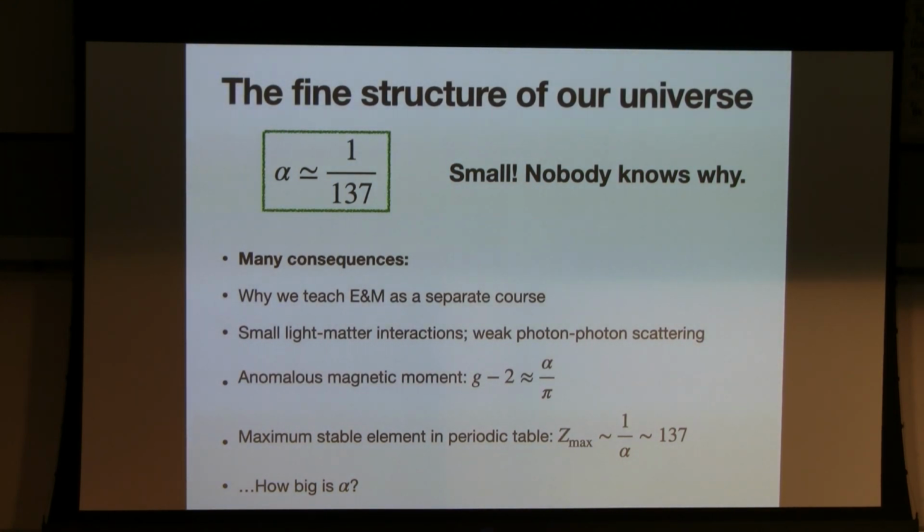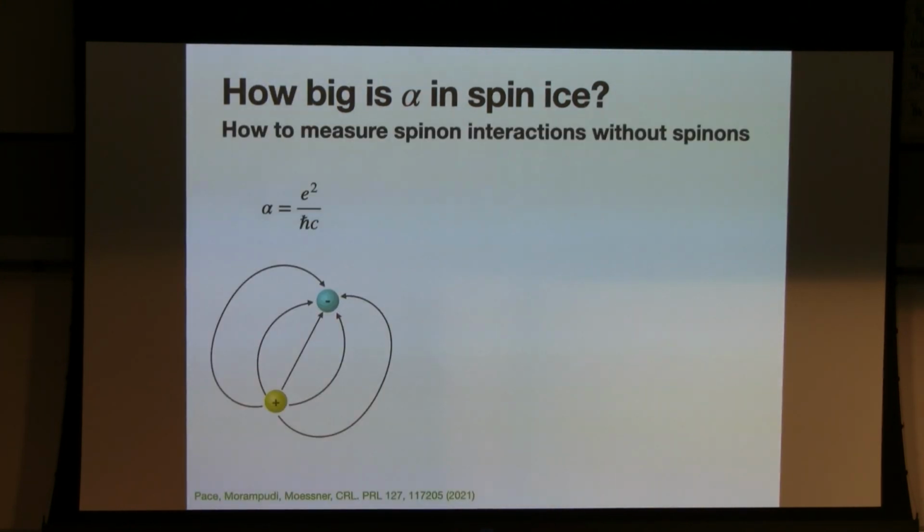Good. So, full disclosure, if you didn't get it, how big this coupling is in emergent QED and quantum spin ice has absolutely no bearing on any questions that I just raised about the universe. But it can give you some perspective on how to think about what the coupling means. Okay, so how big is alpha in spin ice?